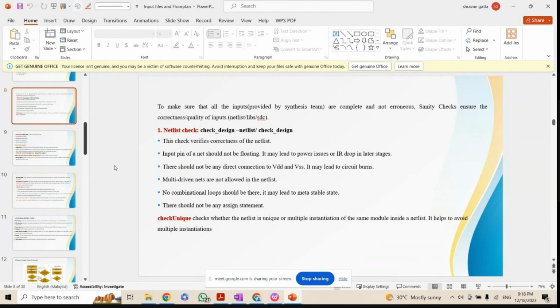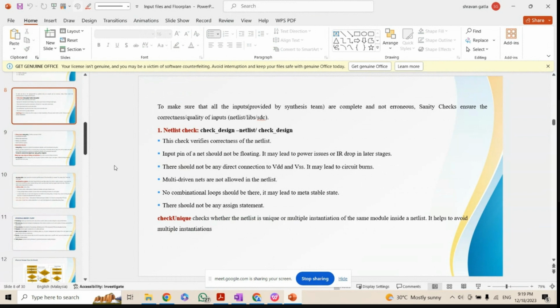Let's say you buy a product from the market. Before you use it, you will check whether there is any defect or malfunctioning or not, right? It's the same way, and that is also called sanity checks. Before you buy, you will check all this. Here in our physical design flow also, it is very similar to that.